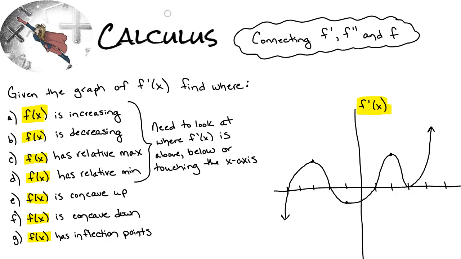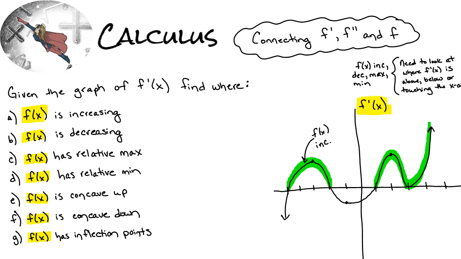I'll highlight it. The above the x-axis portions, let's highlight that in green. So it's above the x there, it's above the x there, and it's still above the x right there. Any place where it's above the x-axis, that would be a place where f of x was increasing, because those are places where the slope on f was a positive value. So I am going to move a little bit of this around. Okay, so I just made a little more room for us.